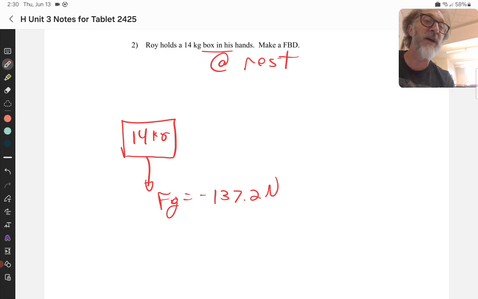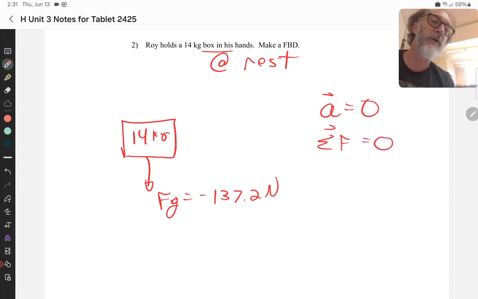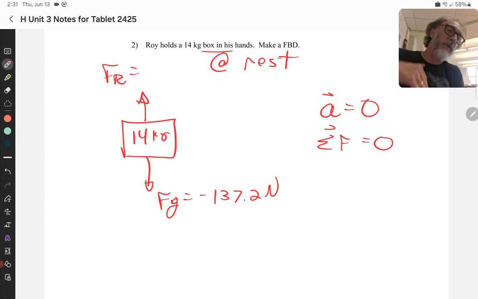Since it's at rest, our acceleration is 0, which means our net force also has to be 0, because it's not moving. He's just holding the box in his hands. Since the net force is 0, there has to be an upwards force. Where does that upwards force come from? It's coming from Roy. Gravity's pulling the box down, and he's pushing up to prevent it from falling. Since our net force has to be 0, the force of Roy has to be positive 137.2.